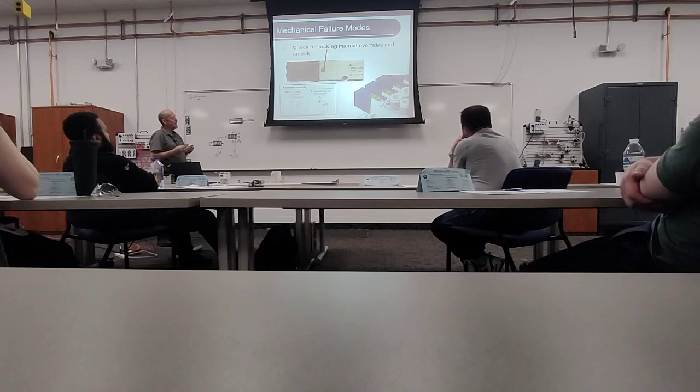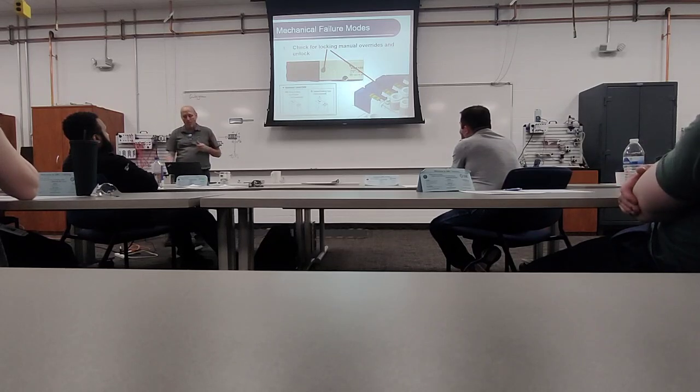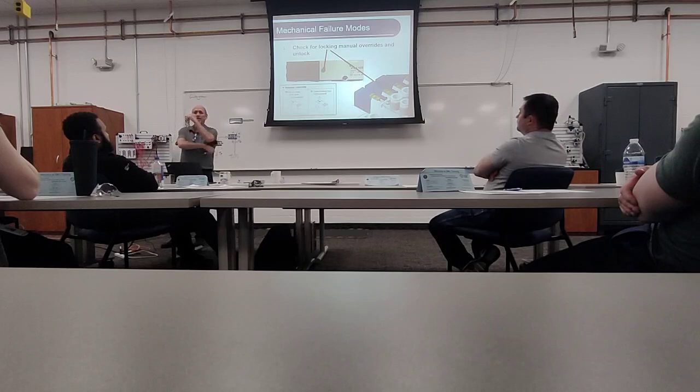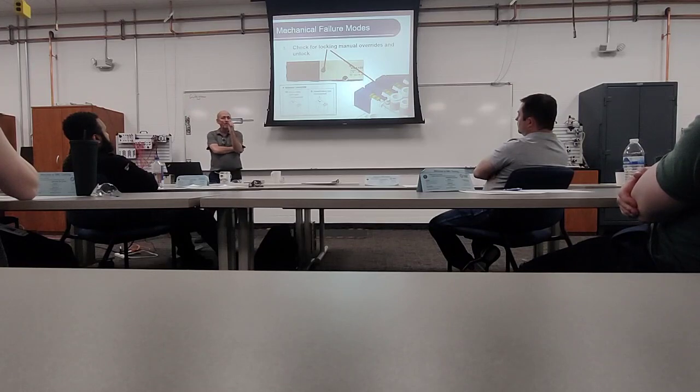This is an override. The overrides come in three different types. There's just a push button override, there's a slide lock, and then there's a twist lock type override. So what does it do when you press the override? It bypasses all of the logic in your control.